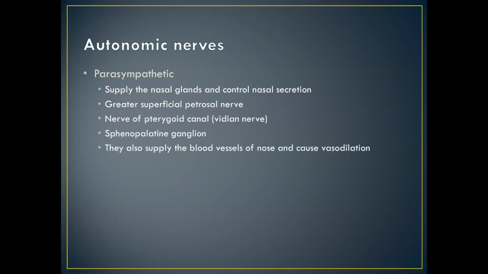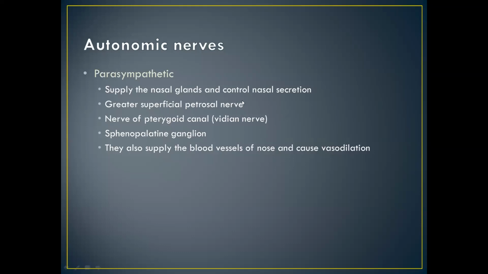Autonomic nerves. Autonomic nerves are very important, and they control the secretions of glands in the nasal cavity. The goblet or mucus producing glands are controlled by autonomic nerves. It has parasympathetic and sympathetic components. Parasympathetic nerves increase the secretions of these glands, and sympathetic stimulation decreases the secretions of these glands.